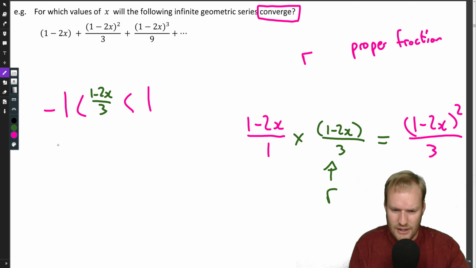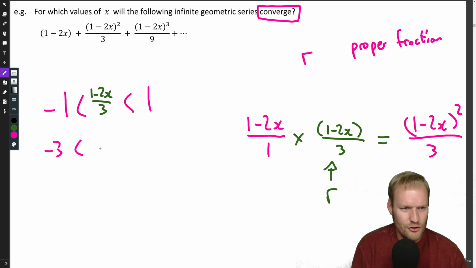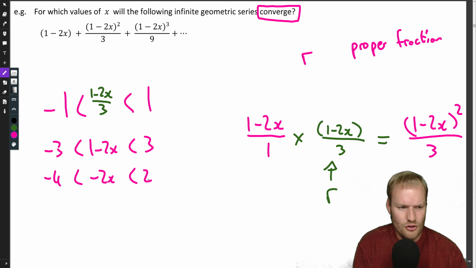Now, as always, pause the video. You got what you needed out of it. Solve it and move on, or watch till the end. I'm going to multiply through by 3. -3 less than 1 minus 2x less than 3. I'm going to subtract 1 from everywhere. -4 less than -2x less than 2.